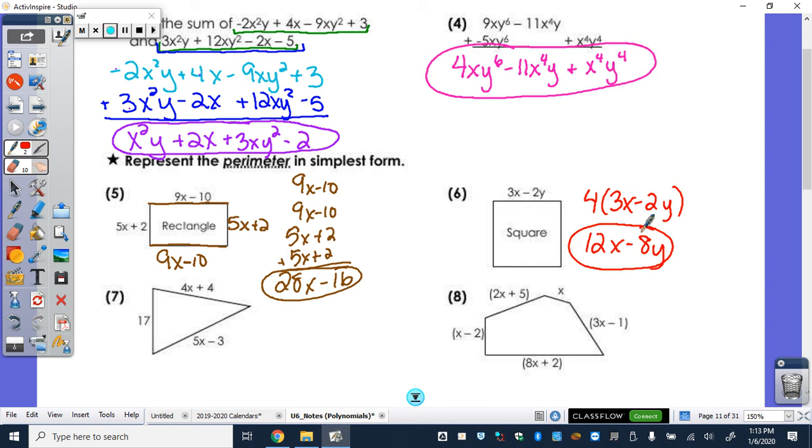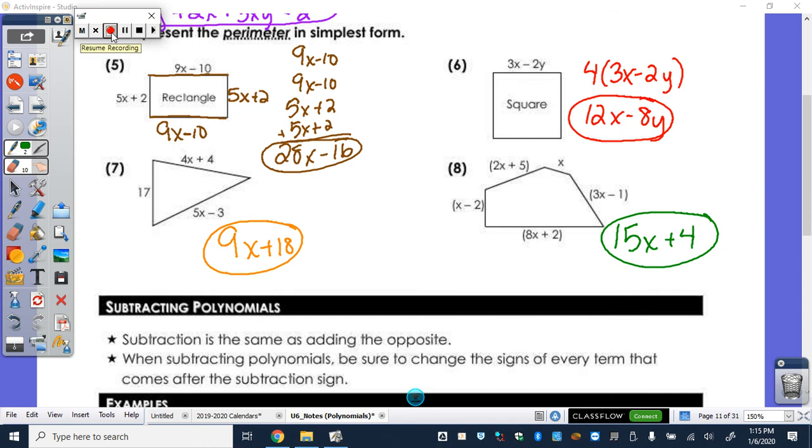Let's have you try 7 and 8. Add up the 3 sides in 7. Add up the 5 sides in 8. 2, 3, 6, 14, 15 x's. 5 minus 1 is 4, plus 2 is 6, minus 2 is 4. 15x plus 4.